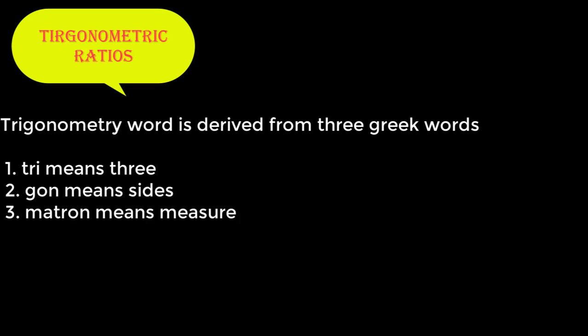In our previous video we have already learned what is trigonometry, and we have seen that the word trigonometry is derived from three Greek words: tri, gon, and metron. Tri is 3, gon is sides, and metron is measure. So by these three words we have our concept, trigonometry. In this video we are going to learn about trigonometric ratios.